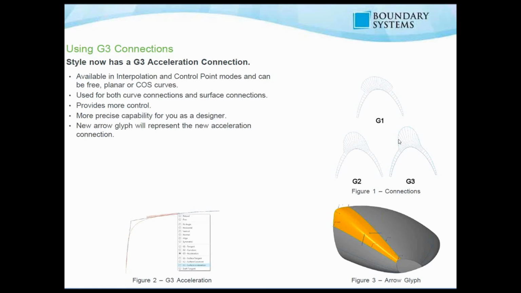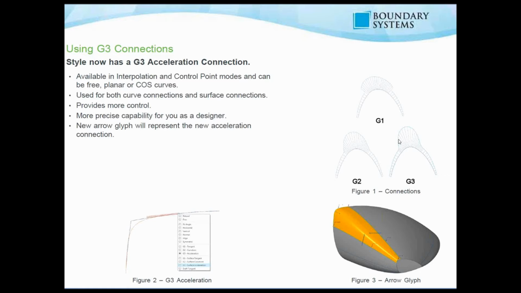Okay, so let's talk about Style now, just the regular Style tool. So Style now has a G3 connection to define new acceleration connections between curves, both for curve connections and surface connections. So it can be used with curve to curve, curve to surface, or curve to edge also. So this connection looks at the rate of change of the curvature across the boundary of the curve and provides more control and precise capability for you as a designer.